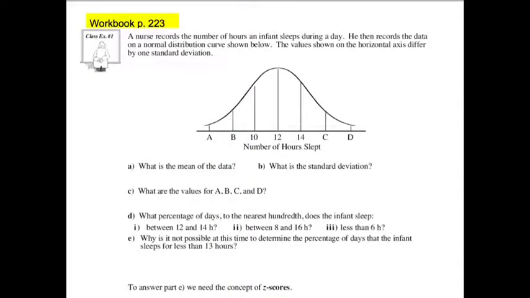A nurse records the number of hours an infant sleeps during the day. He then records the data on a normal distribution curve shown below. The values shown on the horizontal axis differ by 1 standard deviation. So the question is, what is the mean of the data?